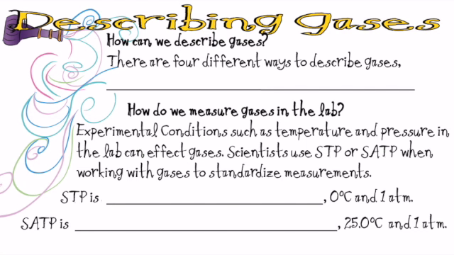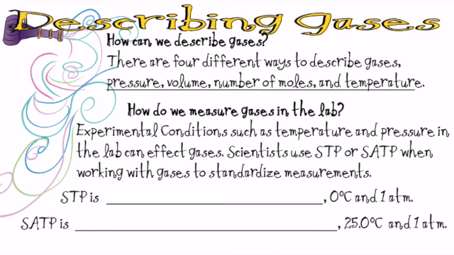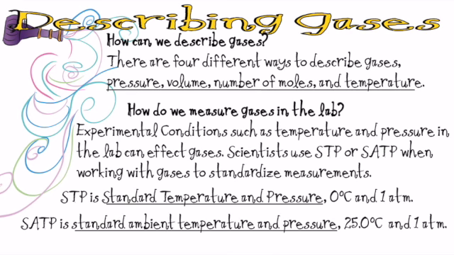Describing gases. How can we describe gases? There are 4 different ways to describe gases: pressure, volume, number of moles, and temperature. How do we measure gases in the lab? Experimental conditions, such as temperature and pressure, in the lab can affect gases. Scientists use STP or SATP when working with gases to standardize measurements. STP is standard temperature and pressure, 0 degrees Celsius and 1 atmosphere. SATP is standard ambient temperature and pressure, 25 degrees Celsius and 1 atmosphere.